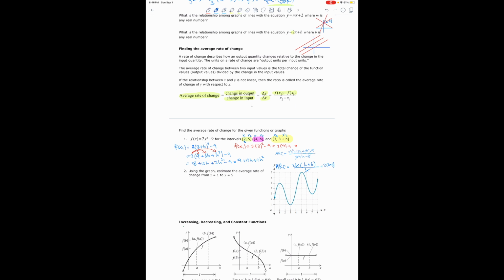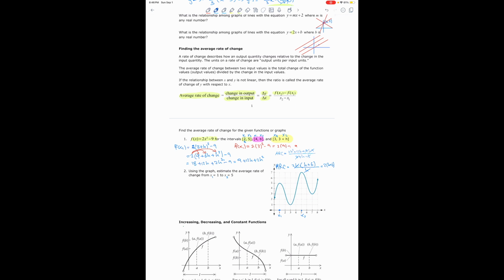Sometimes you don't have the formula for the function like it was given in the first question. Sometimes you will be given a graph instead of a formula, and you'll be asked to find the average rate of change. So how do we find that? Notice how x1 is equal to 1 and x2 is equal to 5. So I'm going to determine these on the number line here. So that is x1, and here is x2.